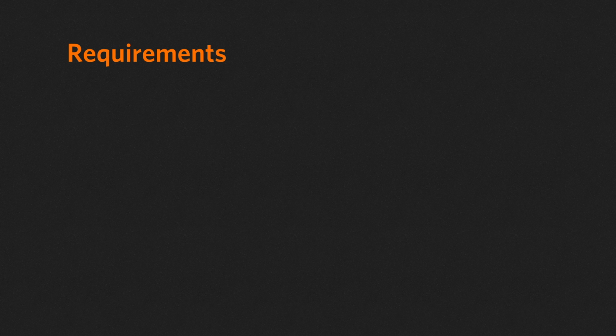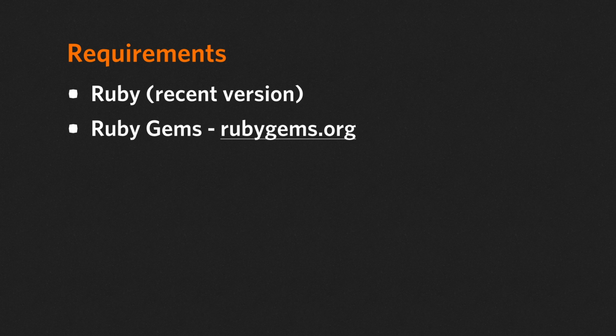Let's review those briefly. First, you need to have Ruby installed and working. If, like me, you're running macOS 10, it comes with a version of Ruby that is perfectly usable. You also need to be able to install Ruby Gems. Ruby Gems is a packaging system that makes it really simple to install libraries for Ruby. Jekyll comes as a Ruby gem, so you want to make sure that you have Ruby Gems installed so we can install Jekyll.